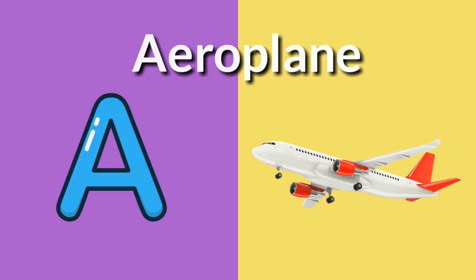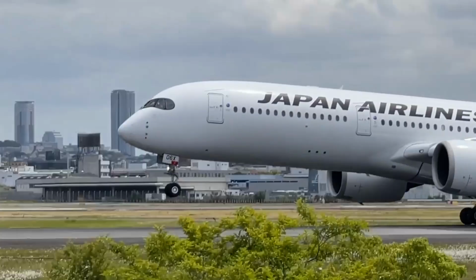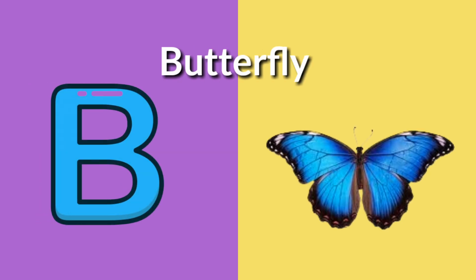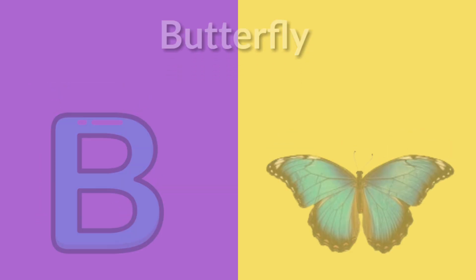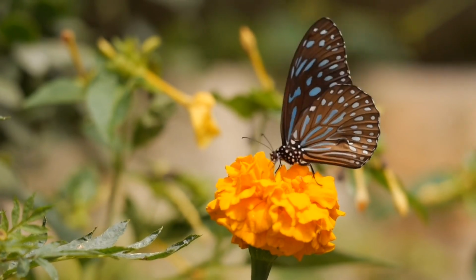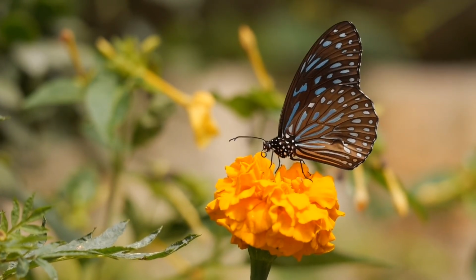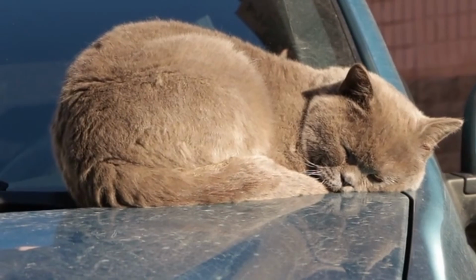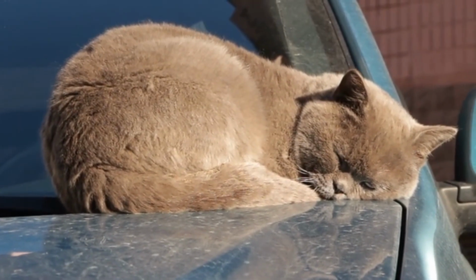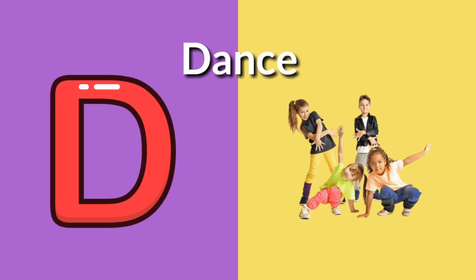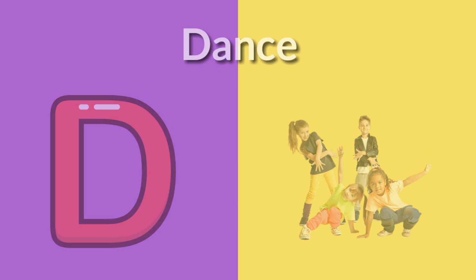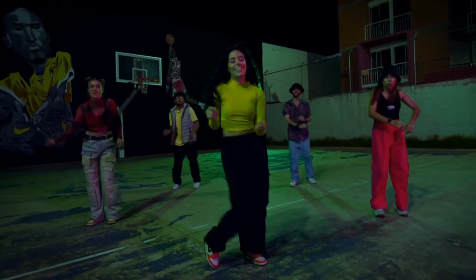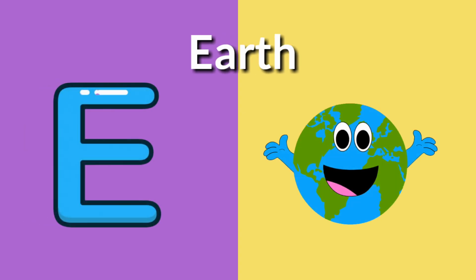A for aeroplane. B for butterfly. C for cat. D for dance. E for ear.